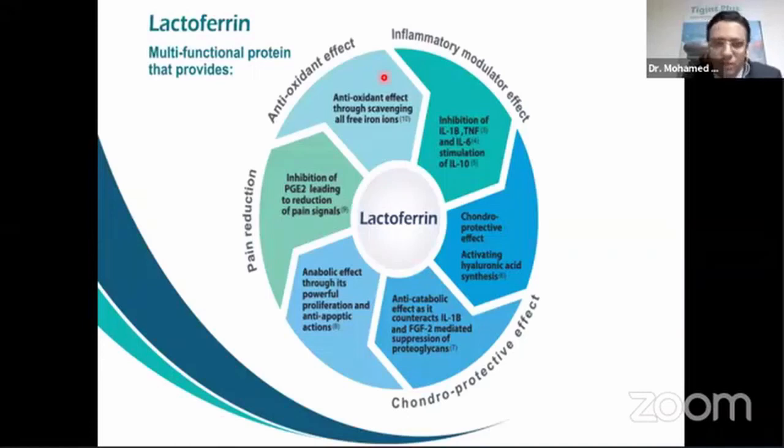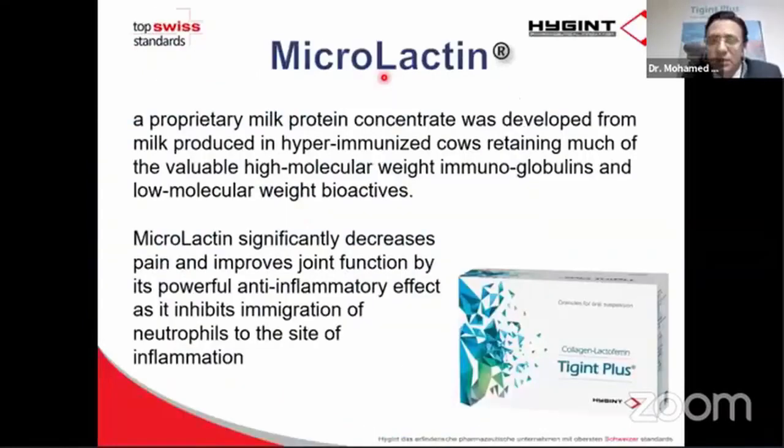اليونيك عندنا اللي بنقدمه يمكن ومش موجود في اي برودكت تاني في الايجيبشن ماركت هو مادة المايكرولاكتين. يمكن المايكرولاكتين موجود بره كبراند باسم مايكرولاكتين، احنا هو انجريدينت عندنا موجود في التيجنت بلس. المايكرولاكتين هو عبارة عن كونسنتريت بيبقى اوبتيند من هايبر امينايزد كاو، يعني هو هايبر امينايزد ميلك بروتين كونسنتريت، بيحتوي على نسبة عالية جدا من الهاي موليكولار ويت اميونوجلوبولينز واللو موليكولار ويت بايو اكتيفز.